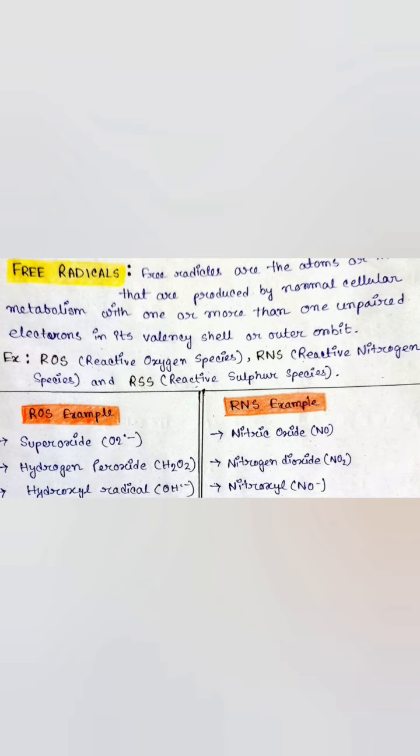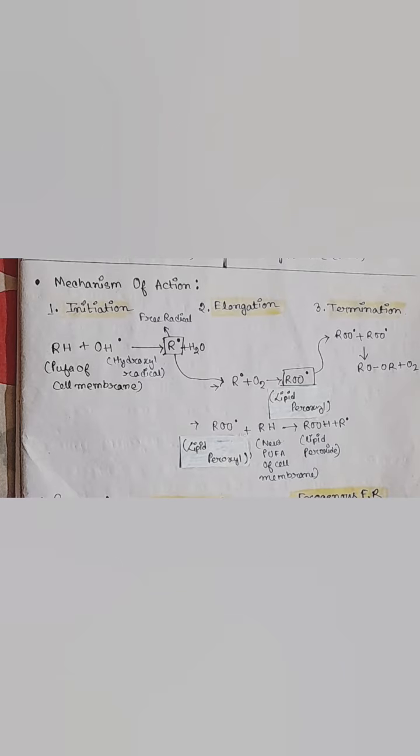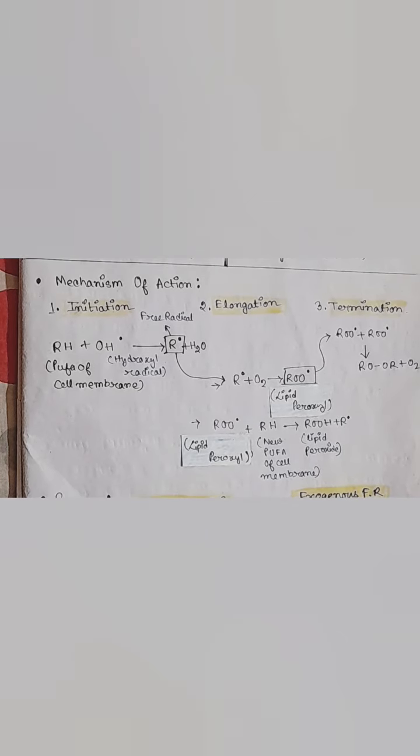They function in the immune system and also in cell signaling pathways. In excess, they will harm the DNA and also the cell membranes, and they are carcinogenic in nature. Some examples of ROS and RNS are given. Examples of ROS are superoxide, hydrogen peroxide, hydroxyl radical, and singlet oxygen, and examples of RNS are nitric oxide, nitrogen dioxide, nitroxyl, and peroxynitrite. In this video, I am going to discuss the mechanism of action of lipid peroxidation.